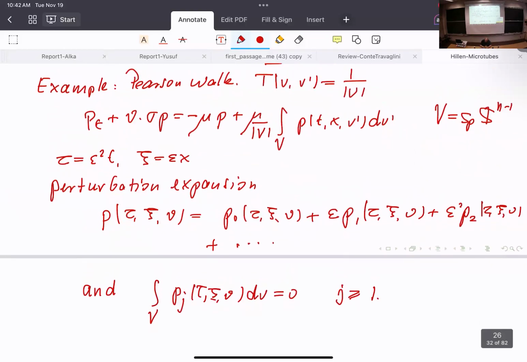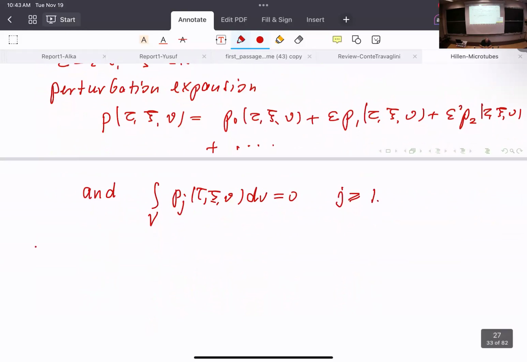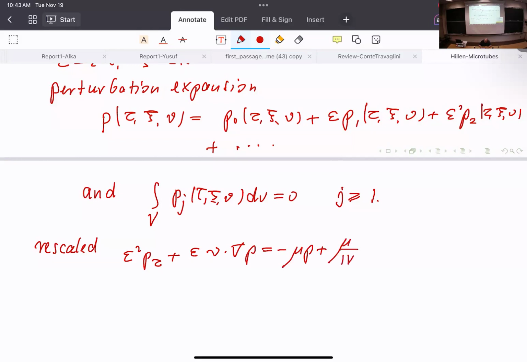First of all, we rescale the equation using the new time and spatial variables. If you translate d by dt, you get a factor epsilon squared. And if you do the spatial derivative, nabla, you get an epsilon. So what we get is the rescaled equation: epsilon squared p tau plus epsilon v times gradient p equals minus mu p plus mu divided by the size of V, integral of p of t, tau, xi, v dv, or let's call this v prime.